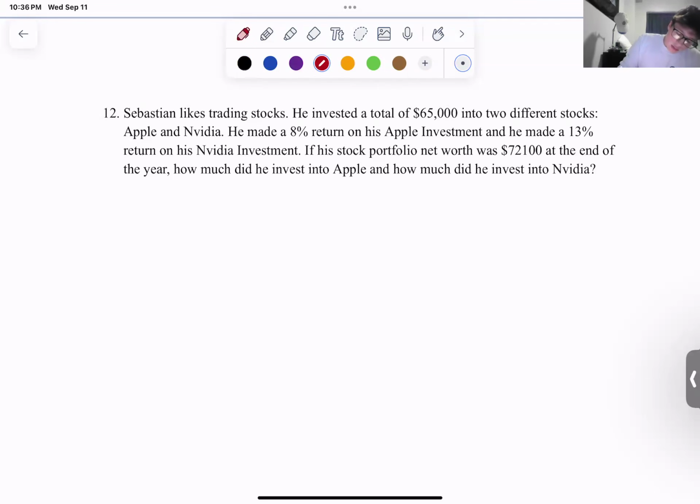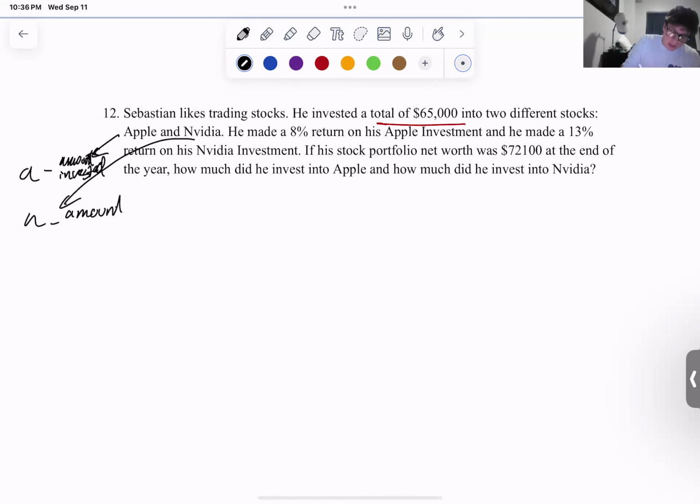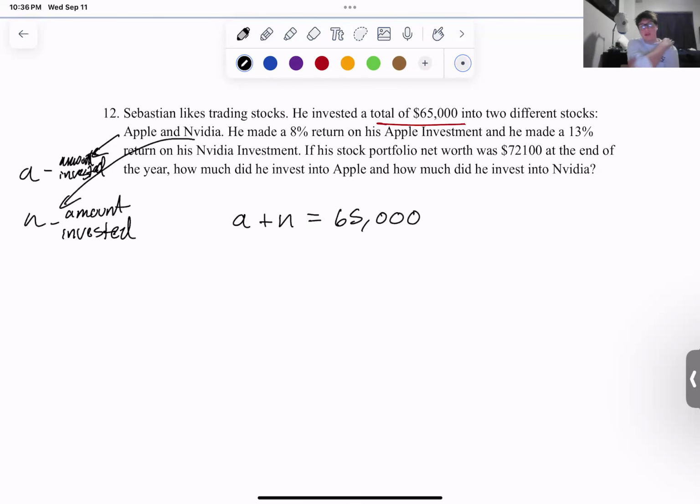Okay, well, I invested a total of $65,000, and I'm just going to call the amount I invest in Apple A and the amount I invest in Nvidia N. Amount invested. That's really small handwriting. That's my bad, guys. Amount invested. And my first equation right off the bat, I have one. A plus N equals 65,000. Whatever I invest in Apple plus whatever I invest in Nvidia has to equal 65,000.